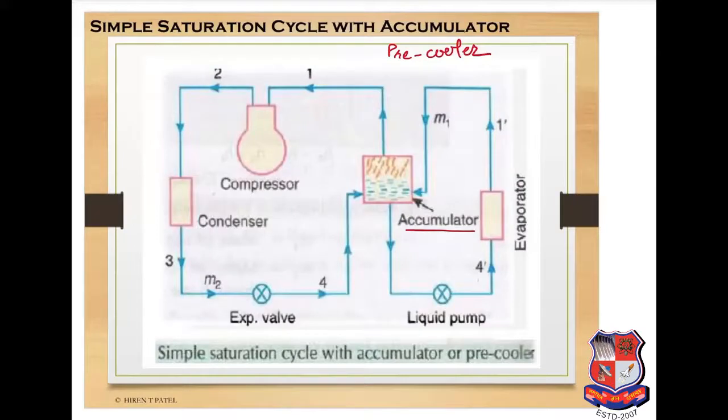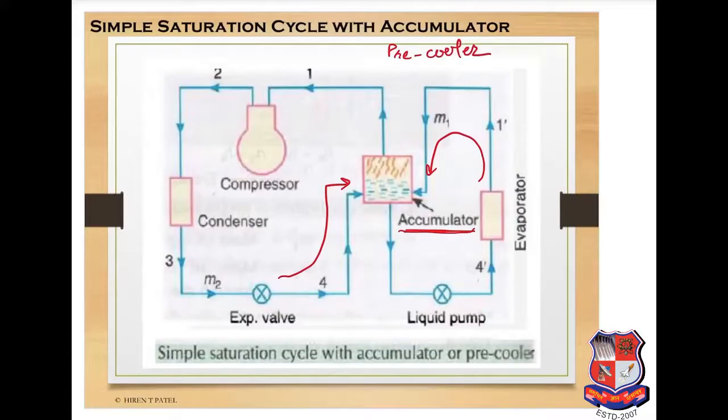So in order to avoid this difficulty, an insulated vessel known as accumulator or pre-cooler is installed between the compressor and evaporator. The discharge from the evaporator is directly sent to the accumulator, which helps to keep the liquid from entering the compressor. So whatever refrigerant is coming out from the evaporator is directly transferred to the accumulator, which is going to mix with the liquid refrigerant which is coming from the expansion valve.